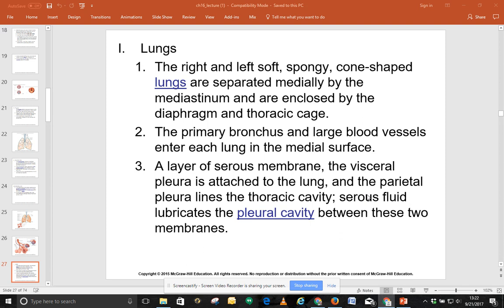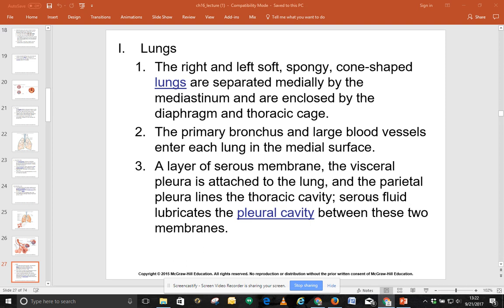The primary bronchus and the large blood vessels enter each lung in the medial surface. A layer of serous membrane, the visceral pleura, is attached to the lung, which we just said, and the parietal pleura lines the thoracic cavity.